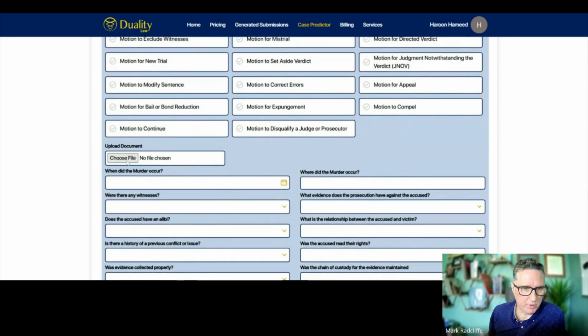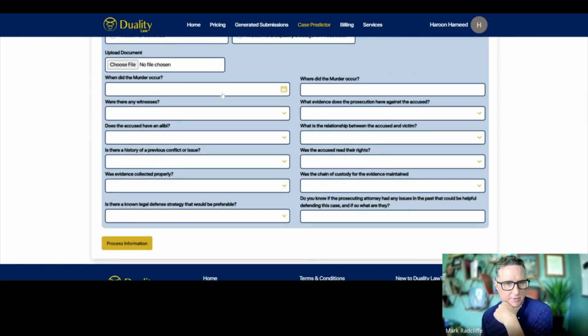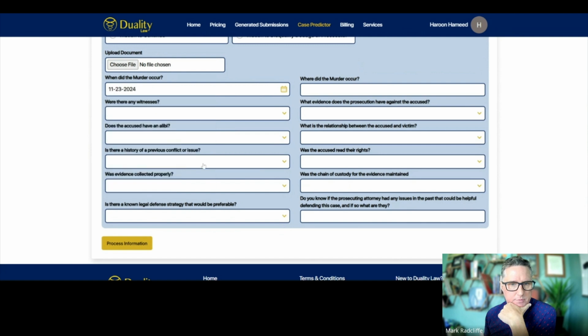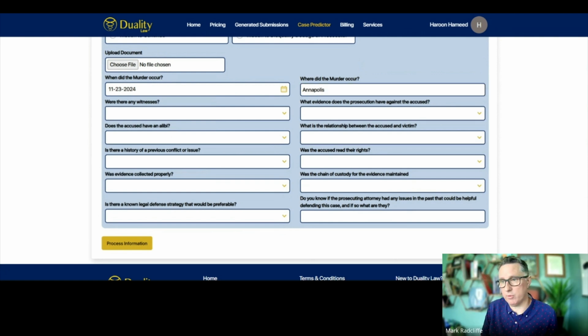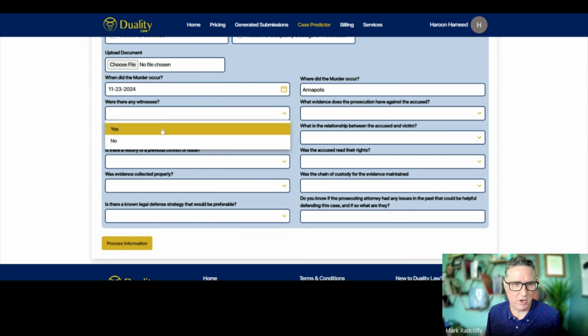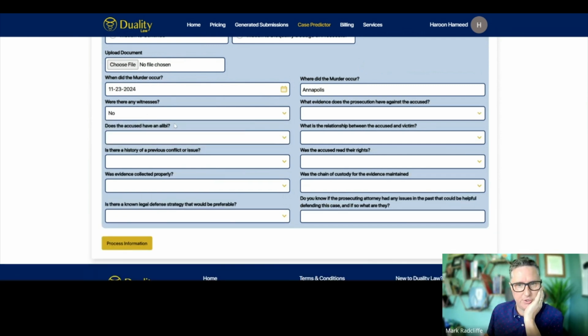Right. And there's the upload document that Haroon just referred to. And now we're filling out the actual event information itself, right? Exactly. And so we'll do when did the murder occur, let's say November 23rd or something. And where? Annapolis, Maryland. And Haroon, there might be some misspellings here as we go, so don't judge me if I misspell. And the beauty of these drop downs too is it helps you give the perfect answer, right? If you're not sure what to type, drop downs are going to really speed up the process.